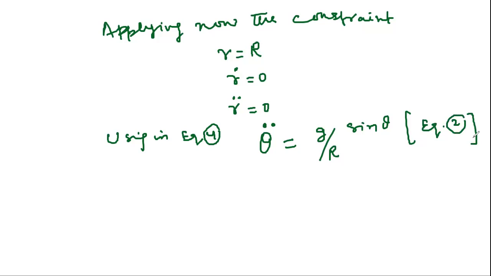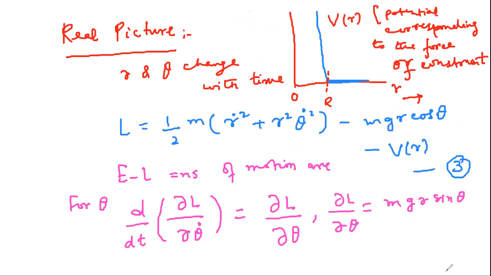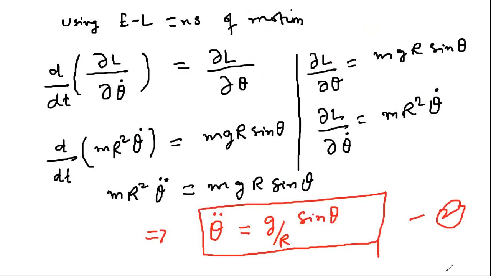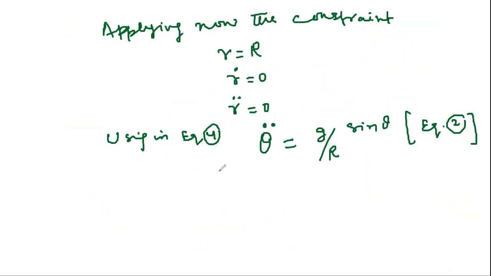So when I use this constraint condition, r dot and r double dot equal to 0, in equation 4, I will get theta double dot is equal to g by r sine theta. See, this term will go, then small r is replaced by capital R, r will cancel, m will cancel, you will get the equation 2 back. Theta double dot is g by r sine theta, right?